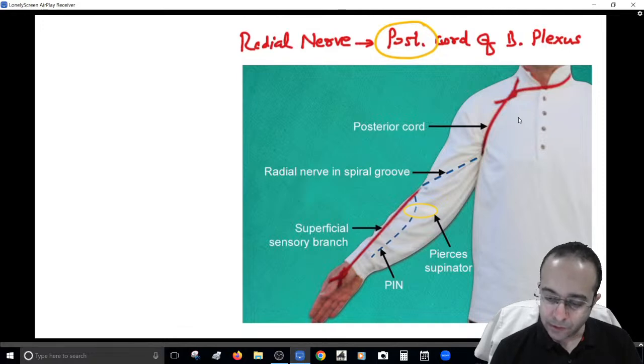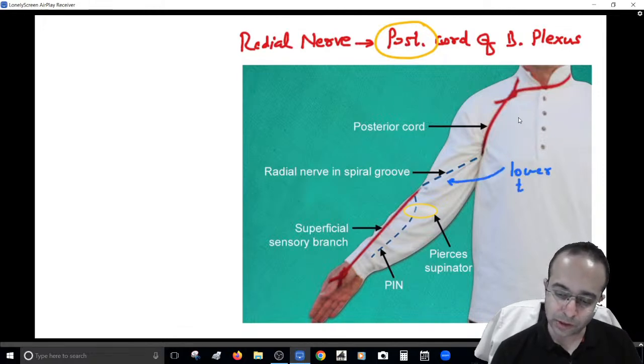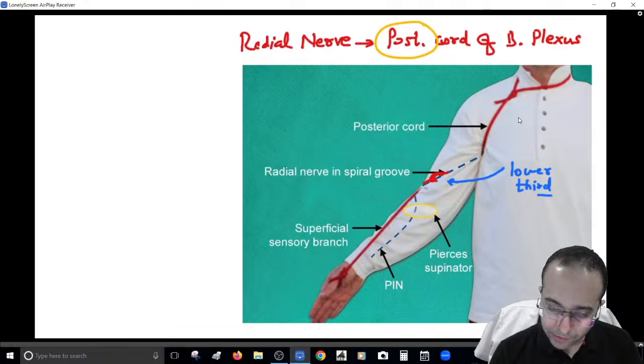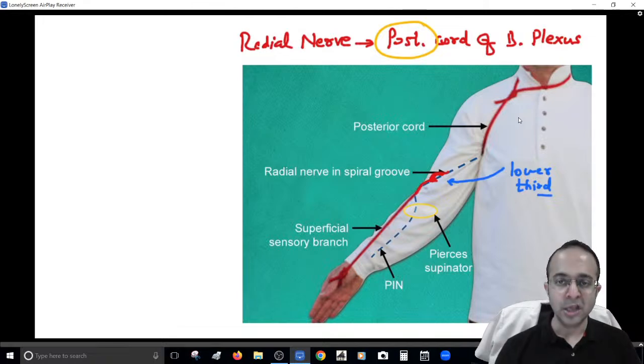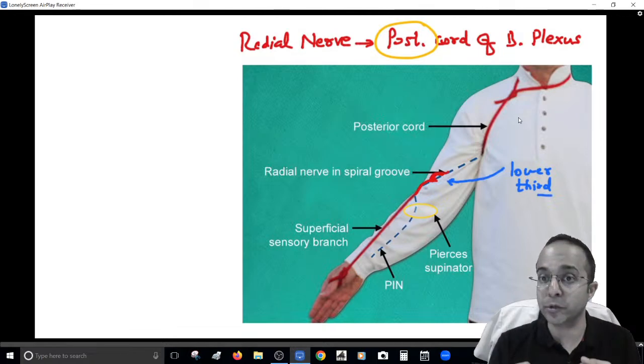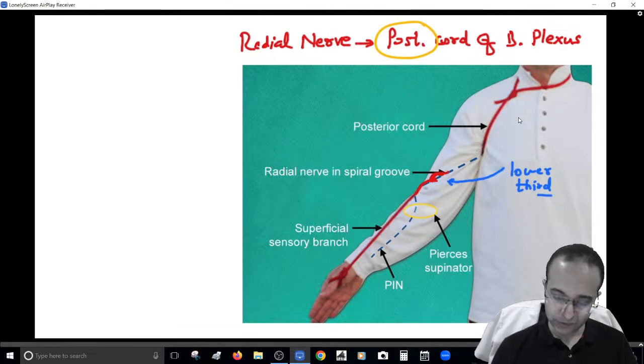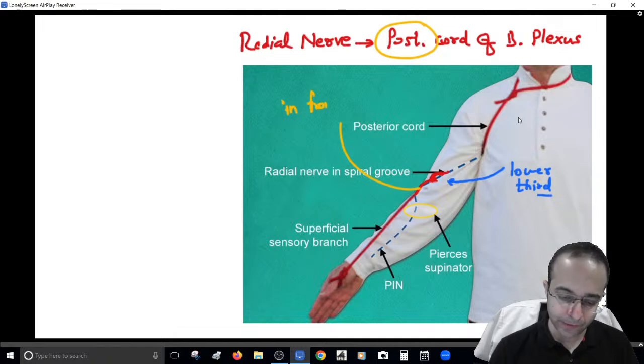Now when this nerve reaches the lower third of the humerus, this is where it wraps around the humerus to come in front. Then the nerve travels in the front, because at the elbow it has to cross lying in front of the lateral epicondyle. So right here, this nerve is lying basically in front of that lateral epicondyle.